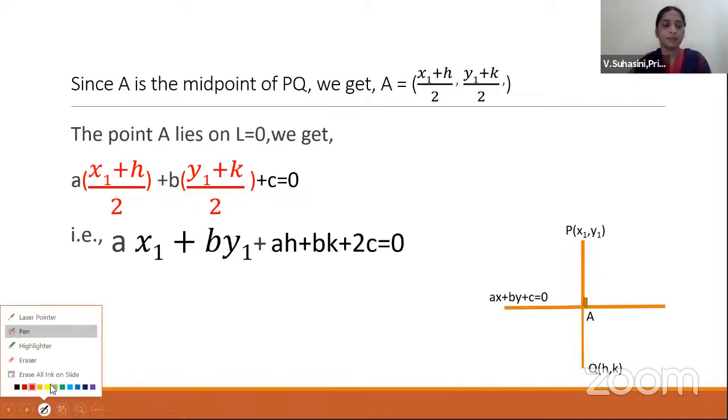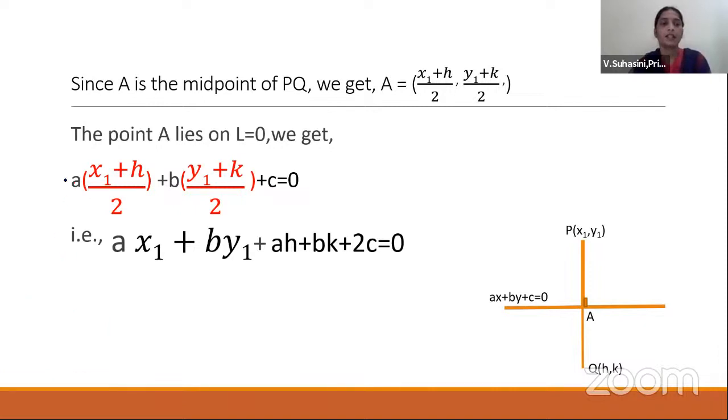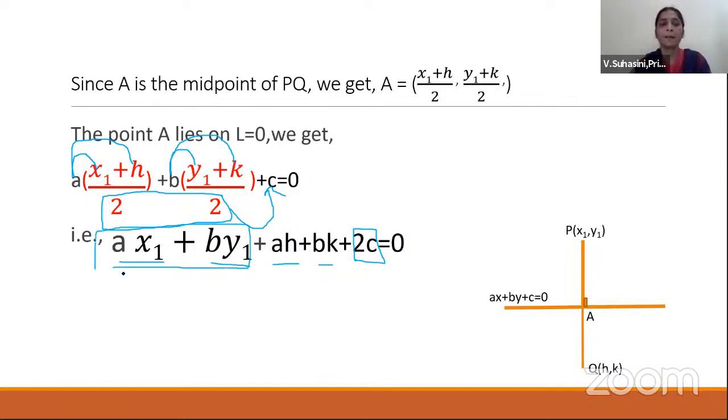I shall take another color. a into x1, ax1, plus b into y1, by1, plus a into h, ah, plus b into k, bk, whole divided by 2. Take an LCM, it will become c multiplied with 2, 2c. Whole divided by 2 will go to the right hand side and become into 2. 0 into 2 is equal to 0. Therefore, it is ax1 + by1 + ah + bk + 2c = 0.